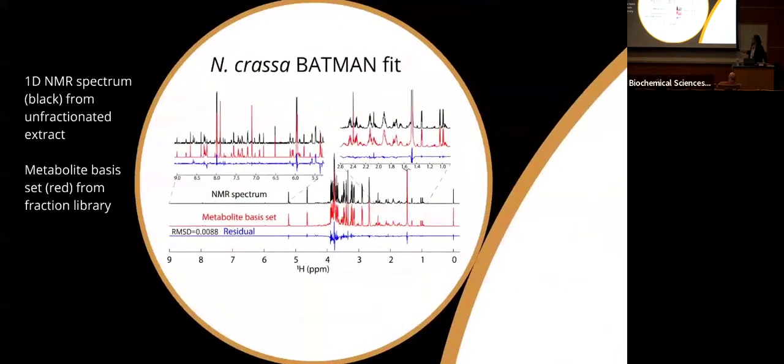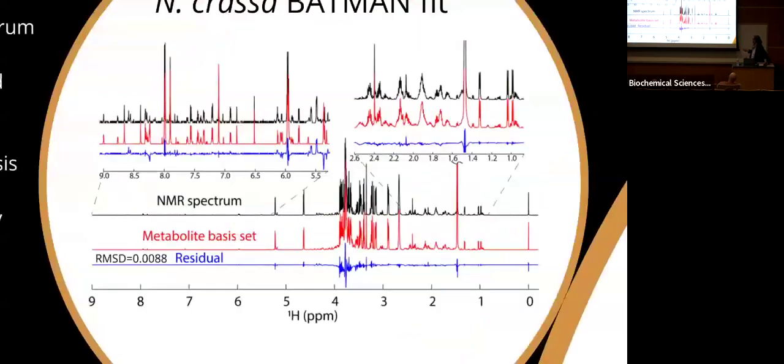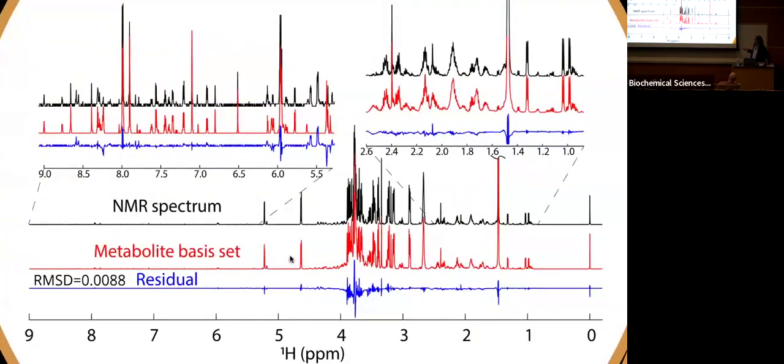And I'm just going to end this part by showing that we can do this on a biological sample. So we took the 1D spectrum in black from Neurospora crassa that I've shown you before, of the unfractionated extract. The red is the Batman fit of the metabolite basis set. We had 126 basis elements in this case. The blue is the residual, just about the same value of residual that we get for the mixture, and you can just see different regions.